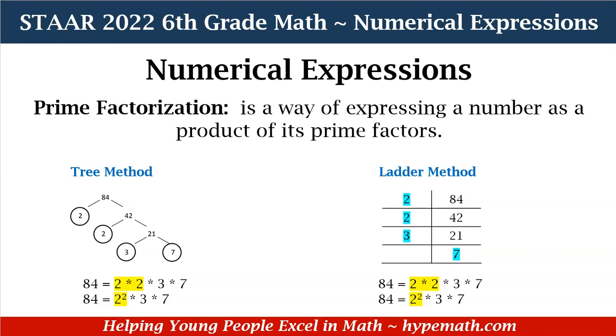Now let's look at the ladder method, and it's like dividing. So we start with 84. 2 can go into 84 42 times. Now focusing on 42, 2 can go into 42 21 times. And now I have 21, 3 can go into 21 7 times, and then we have 7. So again, my prime factorization for 84 is 2 times 2 times 3 times 7.